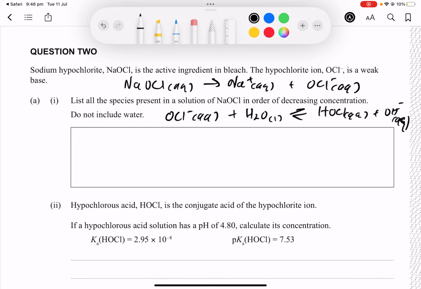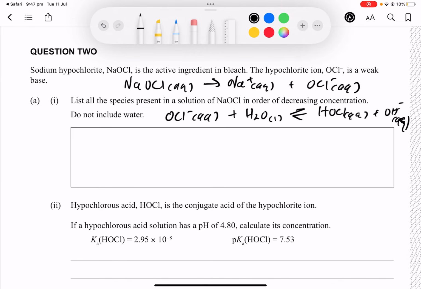And since we know that the concentration of OH minus multiplied by the concentration of hydronium ions, H3O plus, is equal to some constant at 25 degrees Celsius, which is 1 times 10 to the power of negative 14.